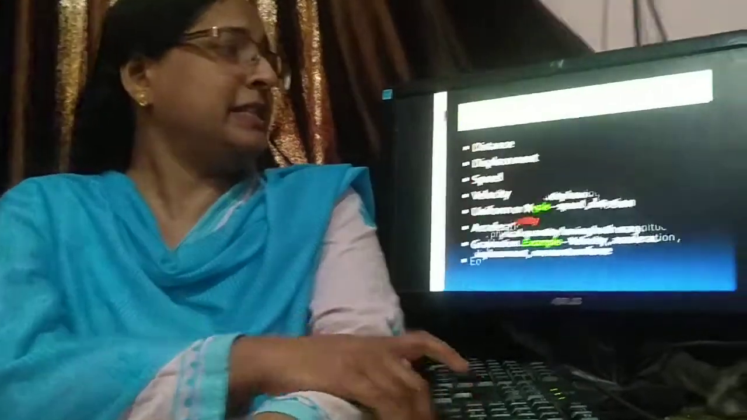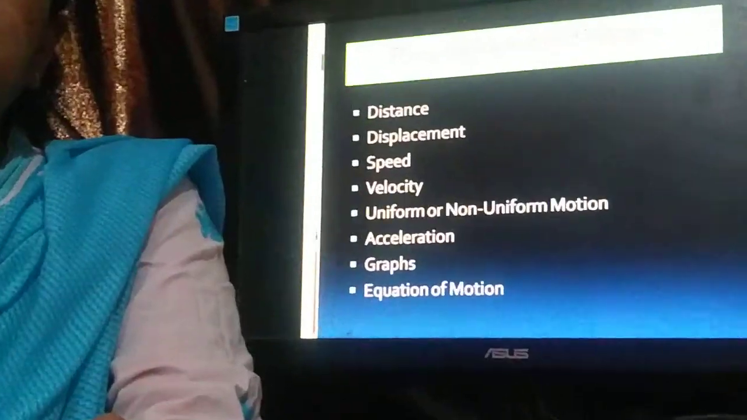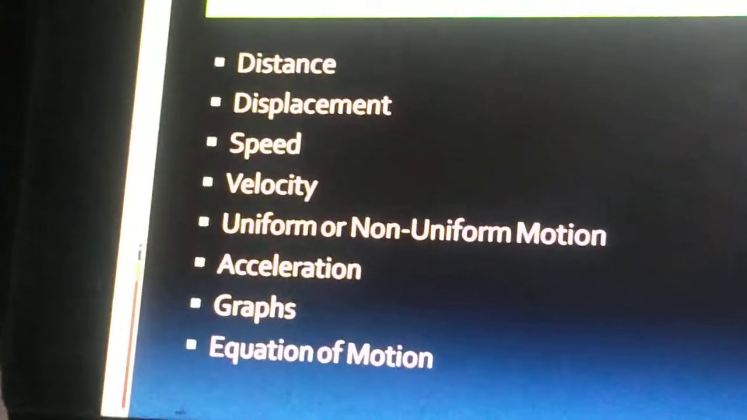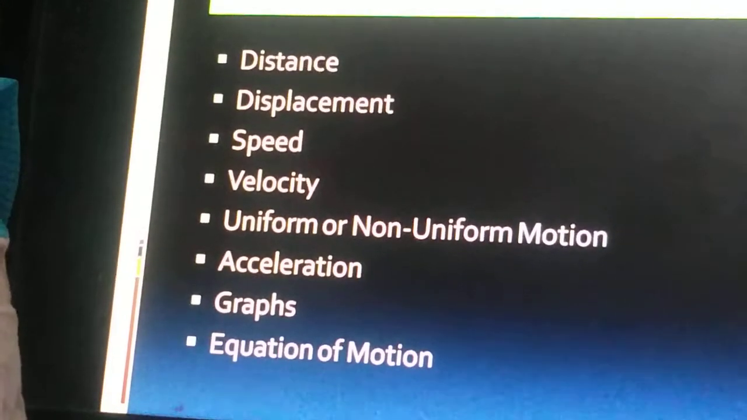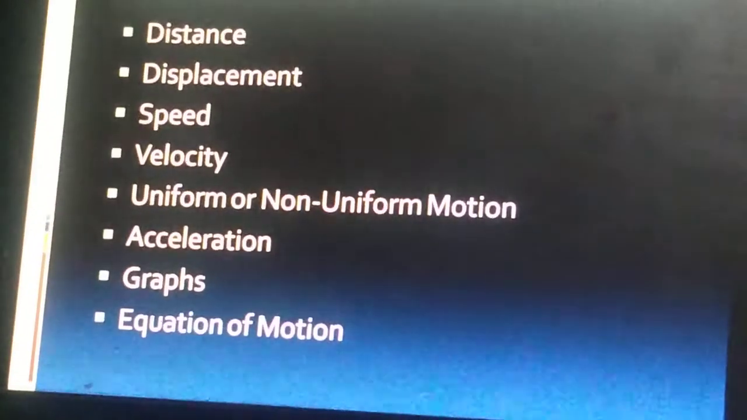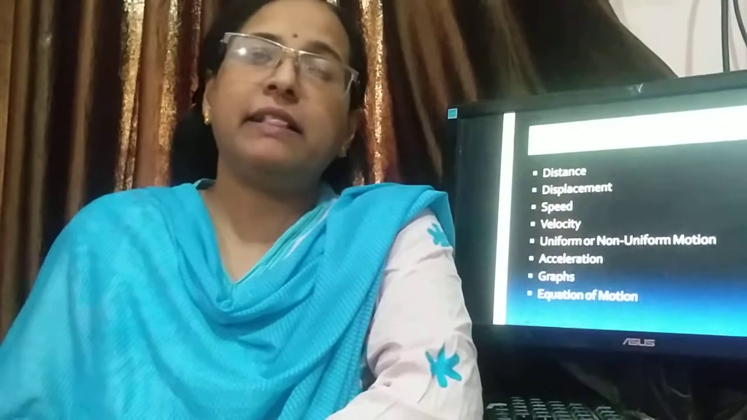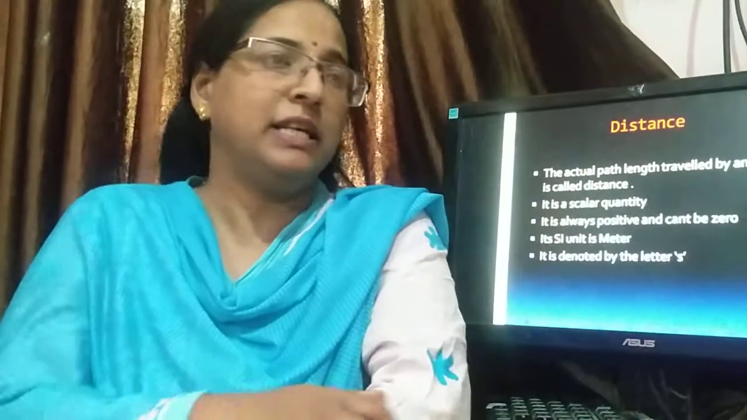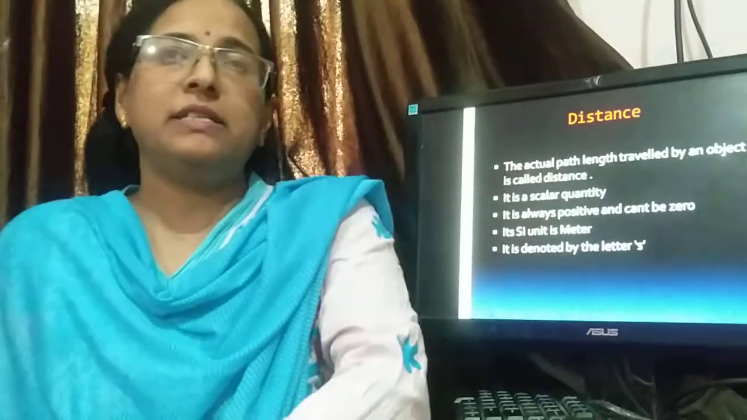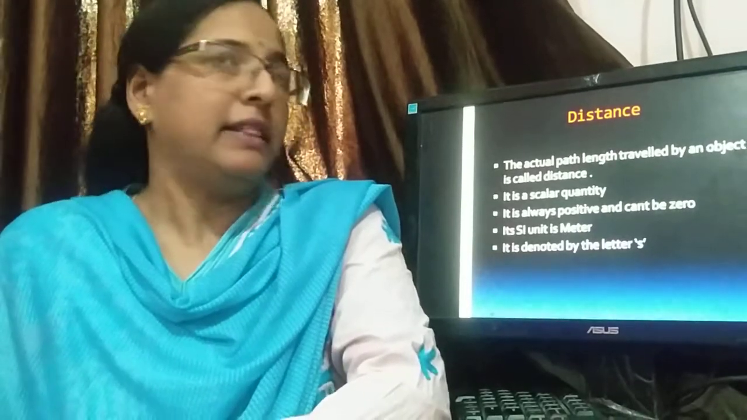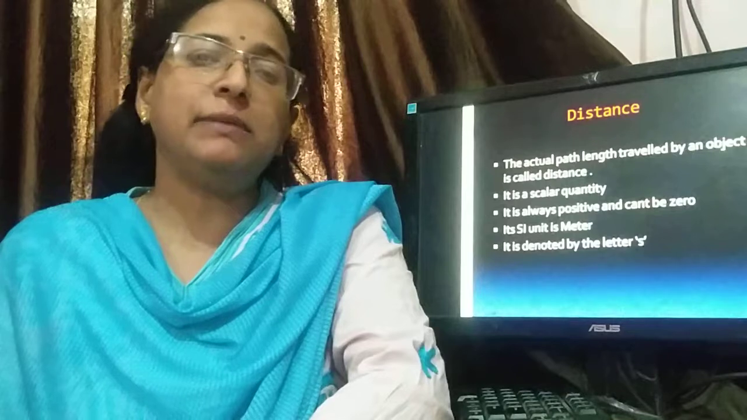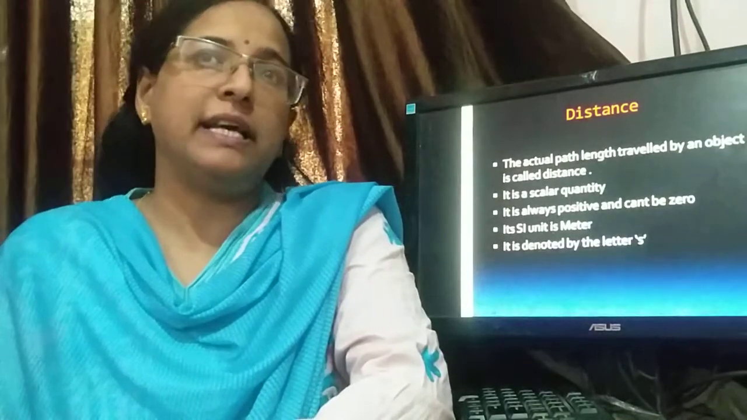Now, in this chapter, we are going to learn about various physical quantities of motion such as distance, displacement, speed, velocity, acceleration. Apart from this, we are going to learn about uniform motion and non-uniform motion, graphs, and the equations of motion. Coming to the first physical quantity, that is distance. What does this term mean? The actual path length traveled by an object is known as the distance.